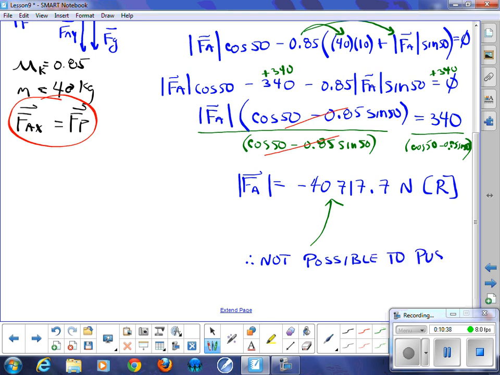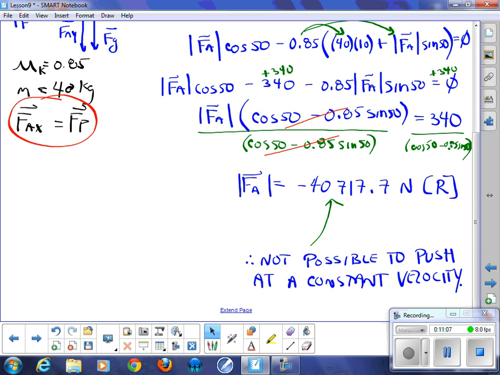to push at a constant speed. So the ones in the textbook don't work out like this. I just wanted to show you worst case scenarios, and apparently I'm going to do it back to back here. So it's not possible to push at a constant velocity. All right, we need to come out with a positive value there. Unless I made some math mistake that I don't see immediately, that looks to be our solution here. The negative does indicate we could likely pull it and achieve that with the 40,000 newtons. All right. Okay, on to the next one.